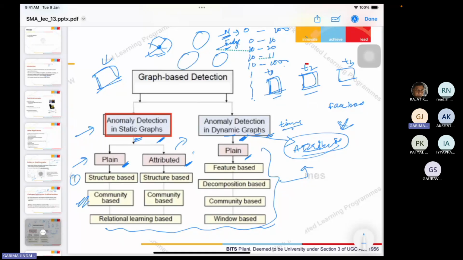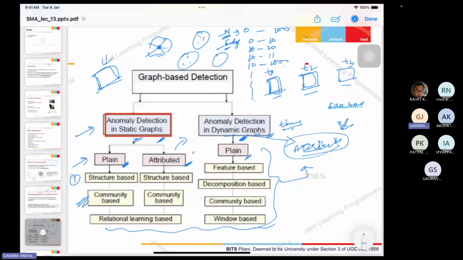Now after detecting the communities, I might try to see what the degree of all the nodes is, what the betweenness centrality of all these nodes is, and so on. So based on those properties, if someone is behaving differently, we can categorize that particular node as anomalous.